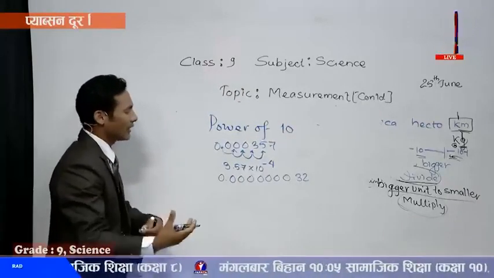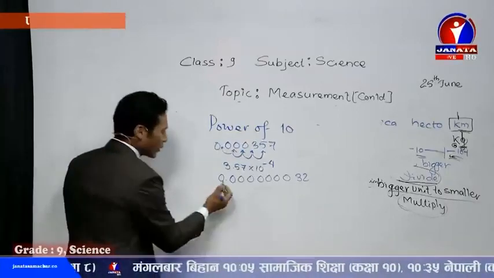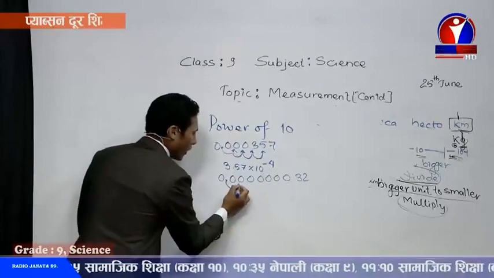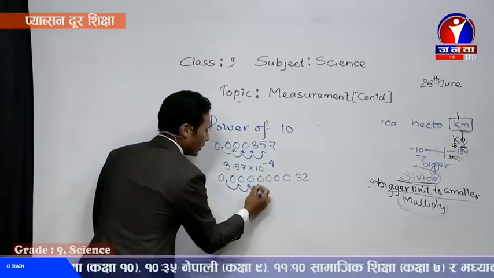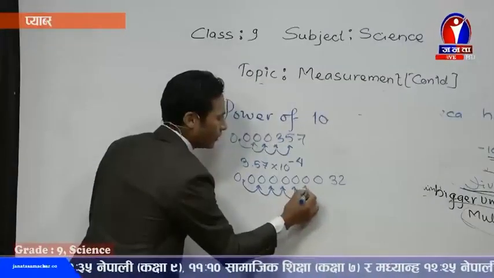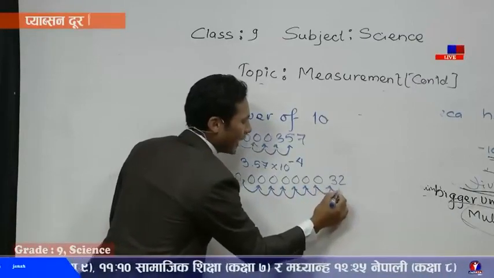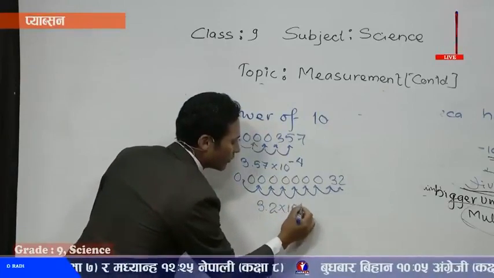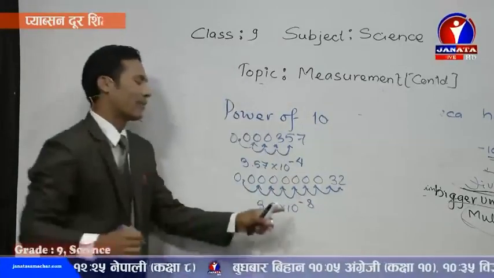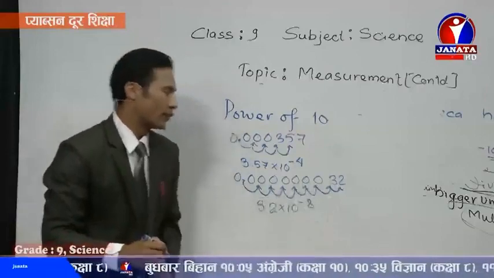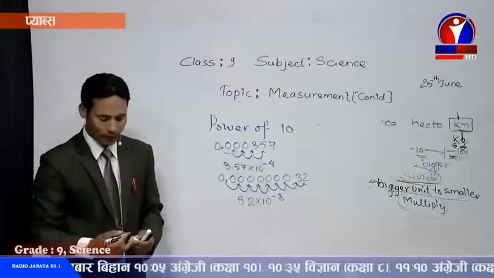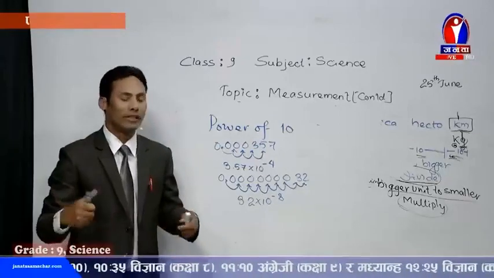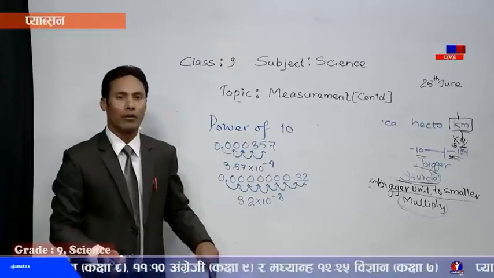So how can we change this in terms of power of 10? The decimal is already here, and we need to transfer it to the right hand side. So 1 place, 2 place, 3rd, 4th, 5th, 6th, 7th, and 8th. That means 3.2 into 10 to the power minus 8. Why minus 8? Because it is transferred to the right hand side. Clear? So in this way, we can change a very large number into a power of 10 and a very small number into a power of 10.